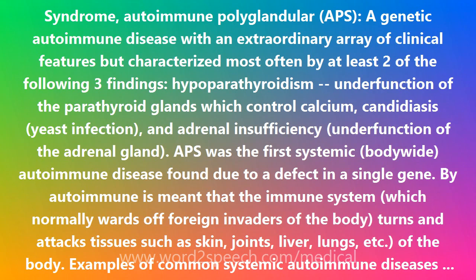APS was the first systemic, bodywide, autoimmune disease found due to a defect in a single gene. By autoimmune is meant that the immune system, which normally wards off foreign invaders of the body, turns and attacks tissues such as skin, joints, liver, lungs, etc. of the body. Examples of common systemic autoimmune diseases include rheumatoid arthritis, systemic lupus erythematosus, diabetes mellitus, Sjogren syndrome, scleroderma, Goodpasture syndrome, vitiligo, Addison disease, thyroiditis, and many others.